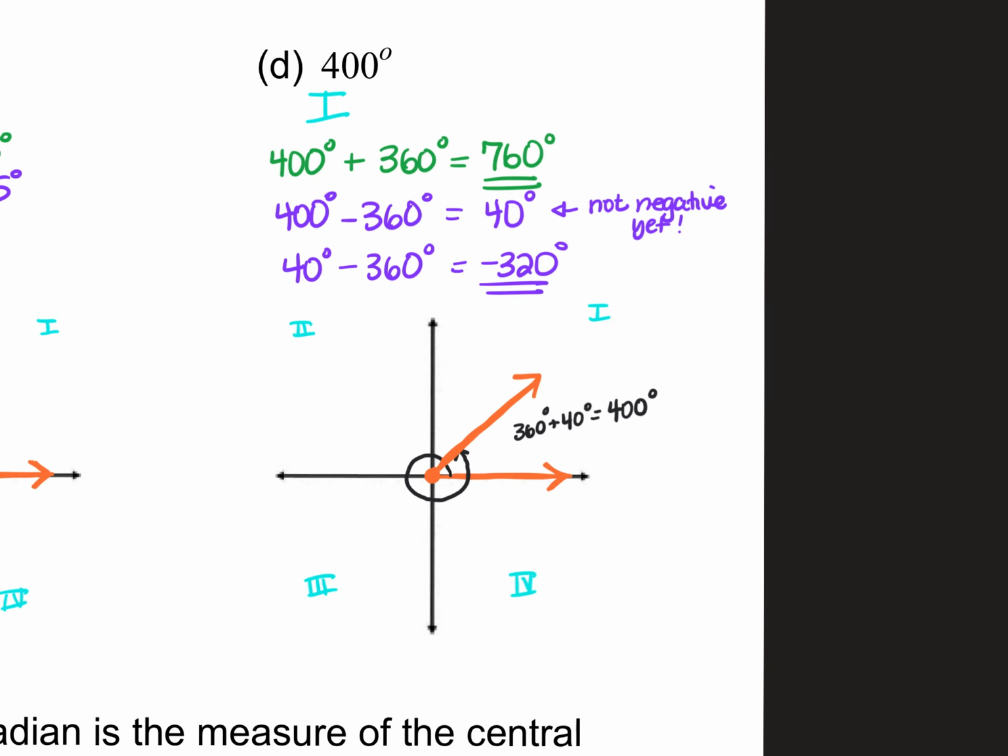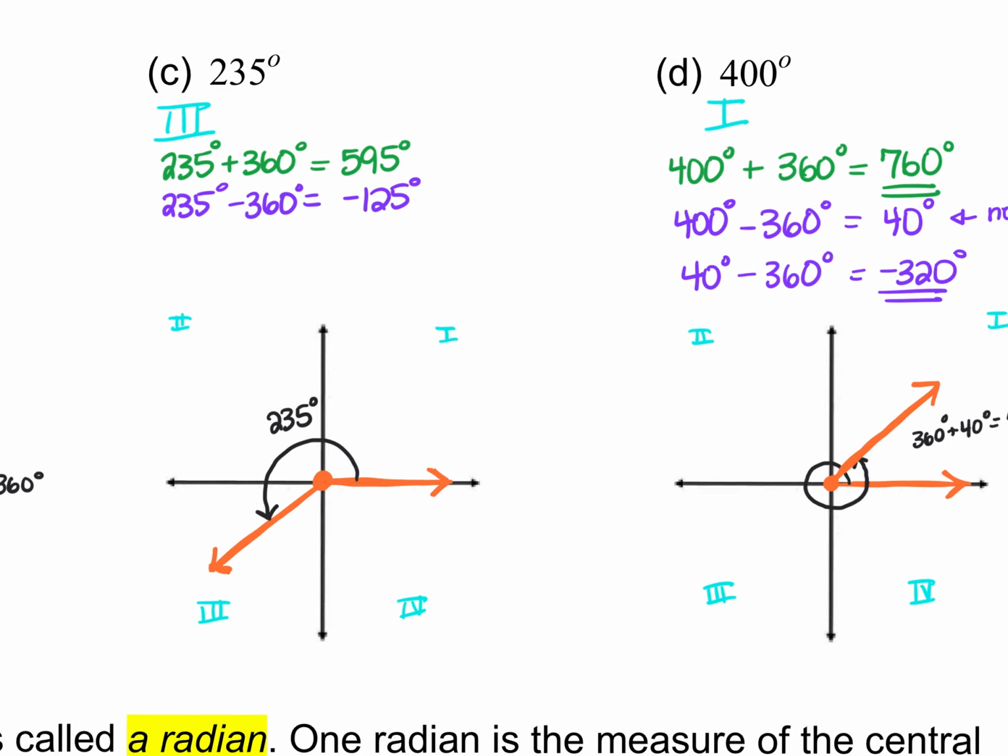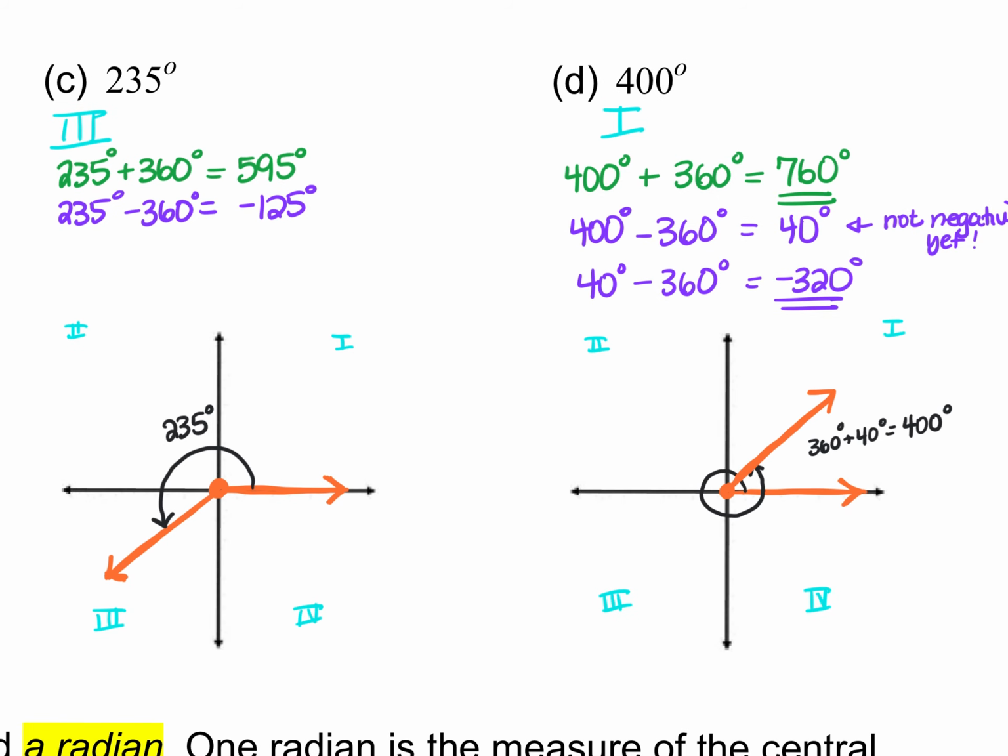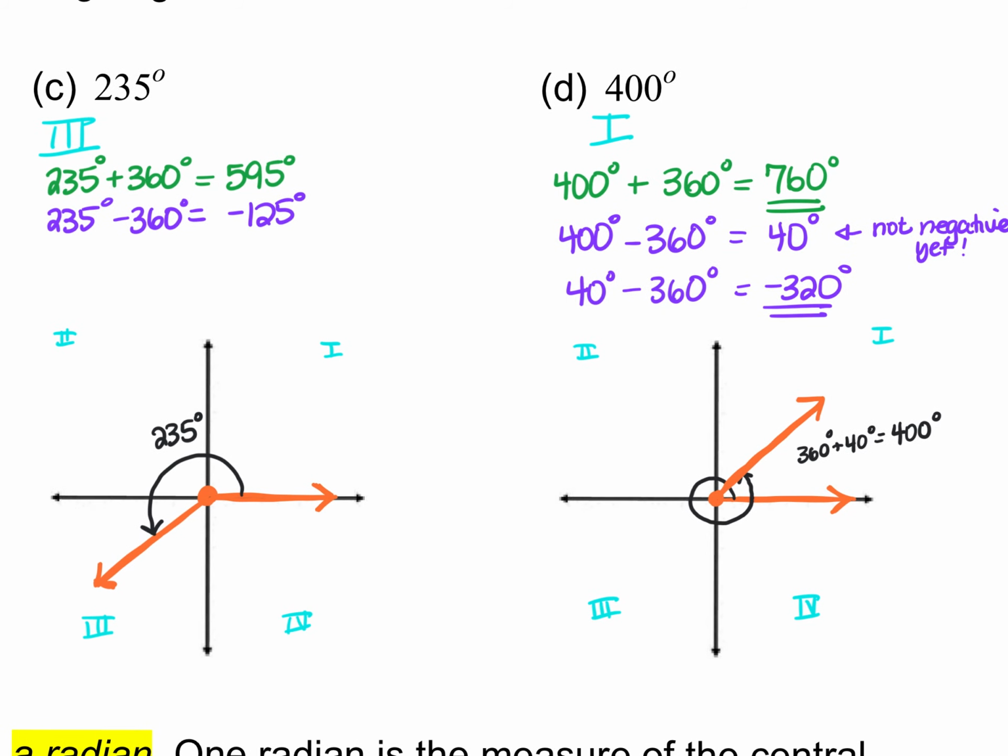Okay, so let's take a look at these. We'll take a look at C first. You can probably see both of them on the screen at the same time here. For part C, I drew my angle. It ended up being in quadrant 3, since it had to be bigger than 180 but less than 270. To find a positive coterminal angle, I'm going to take that 235 and add 360 to it, which gave me 595. And to find a negative coterminal angle, I take 235 and subtract 360, and I get negative 125 degrees.